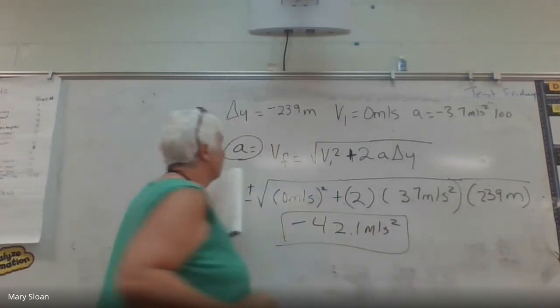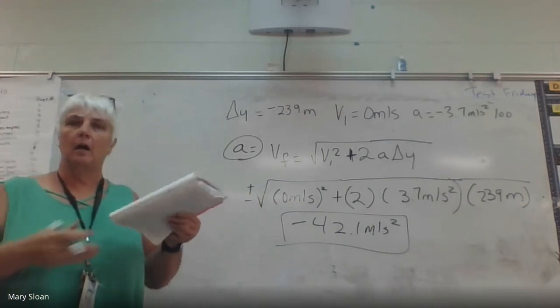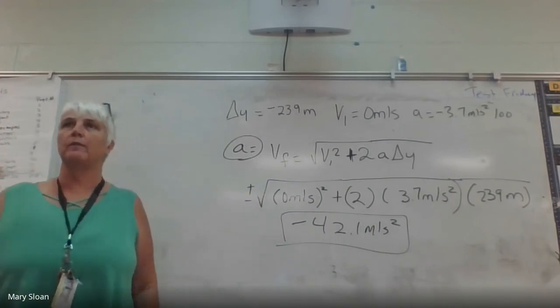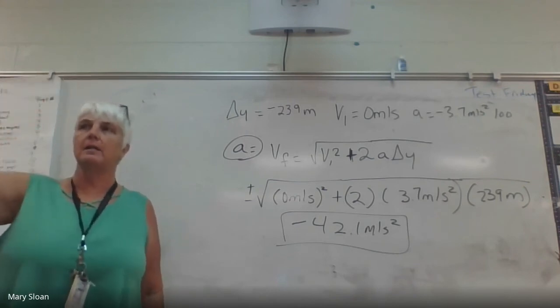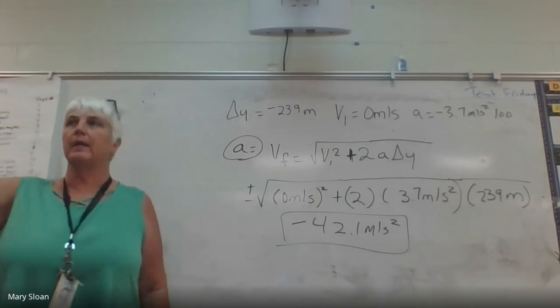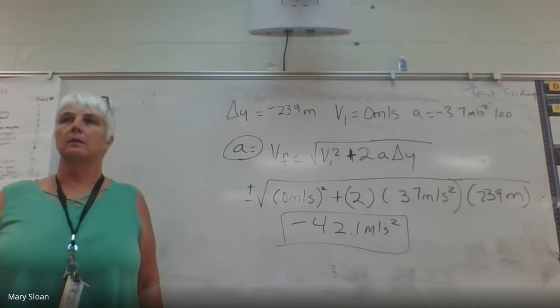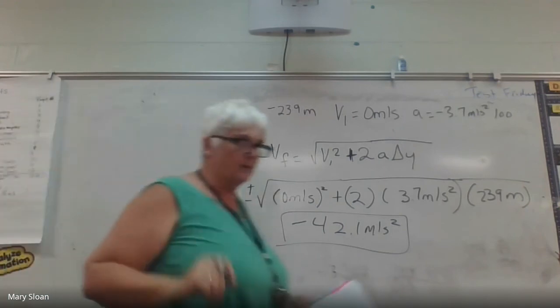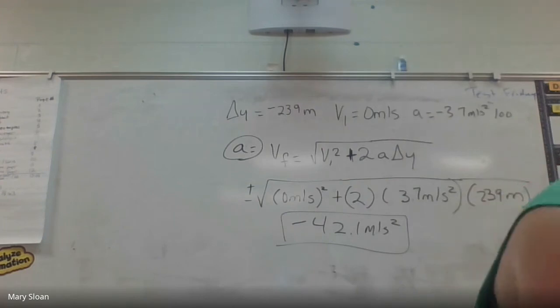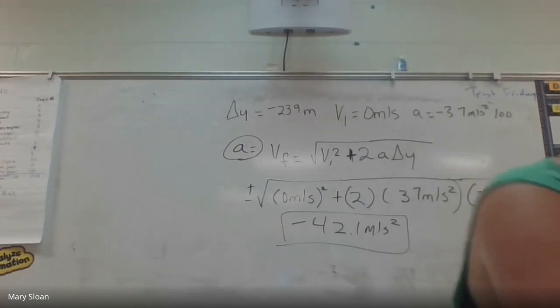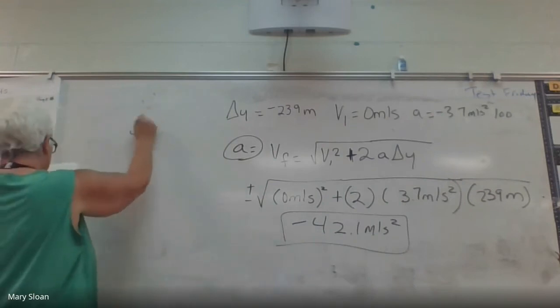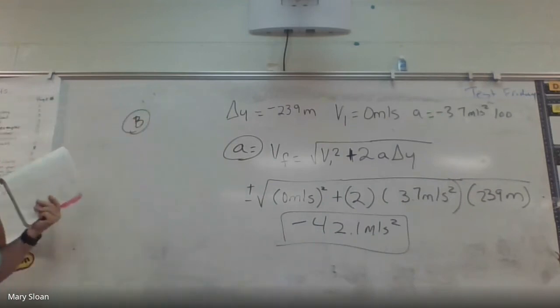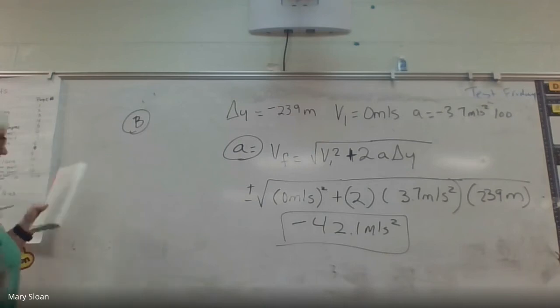Okay, that's for A. Are y'all working on B? Because that's what you should have done. I just went by and checked everybody's for A that had it done. And right now, we're going to B. B tells us, find the time required to hit the ground. Right, guys? So for B, what variable are we looking for? Time, change in time, right?